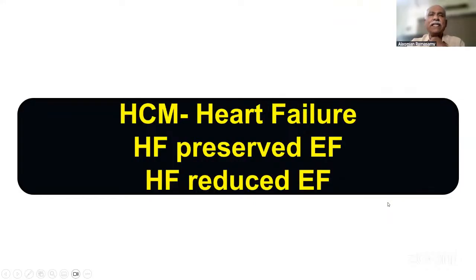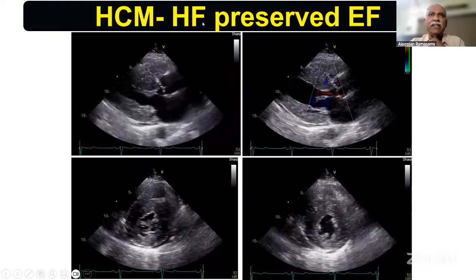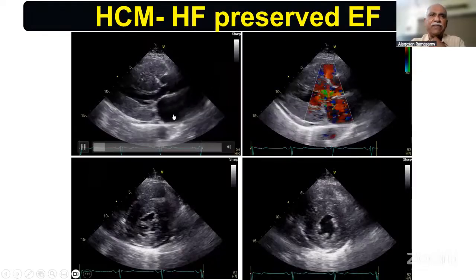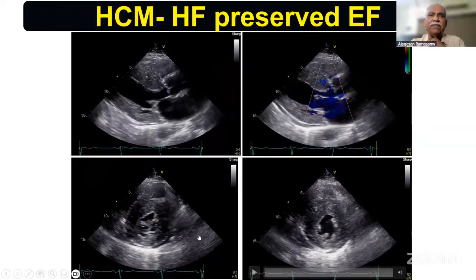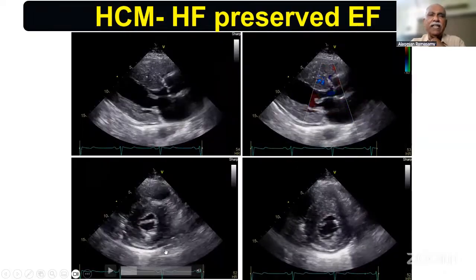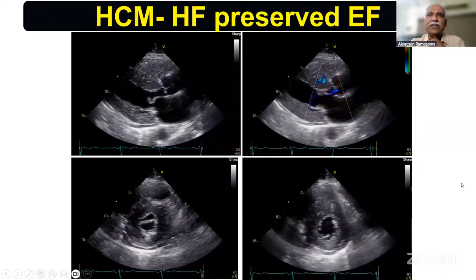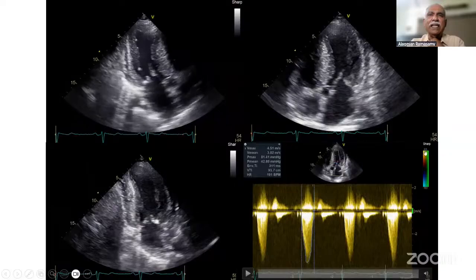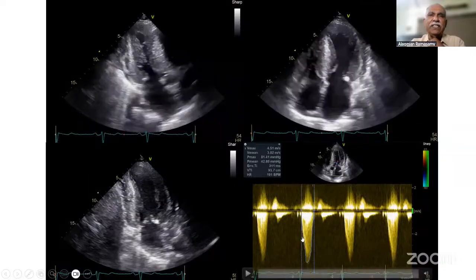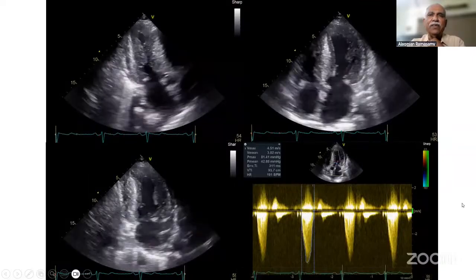Hypertrophic cardiomyopathy in later stages can develop cardiac failure. There are two types of cardiac failure: heart failure with preserved ejection fraction. This is a patient with marked hypertrophy of the interventricular septum, the anterior wall, the lateral wall, and the posterior wall. So after some time, they can develop hypertrophic cardiomyopathy with cardiac failure. So this patient also had a significant left ventricular outflow obstruction.